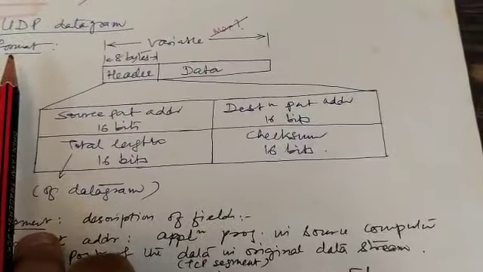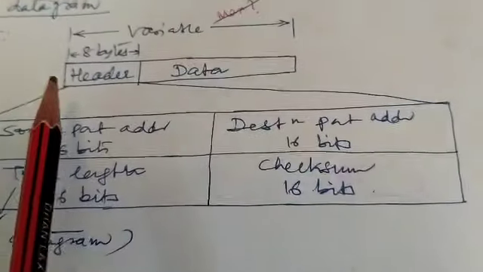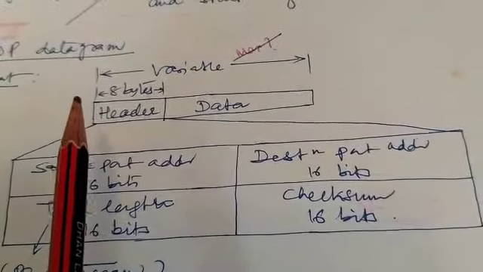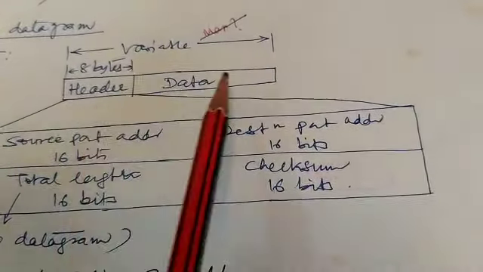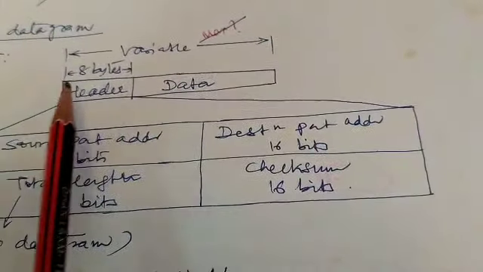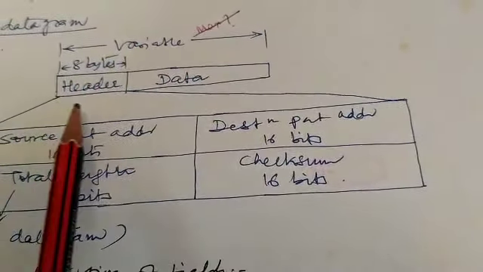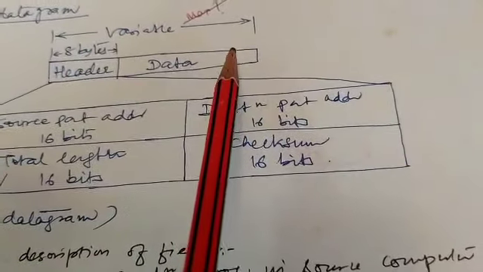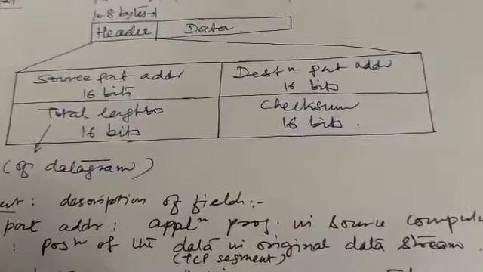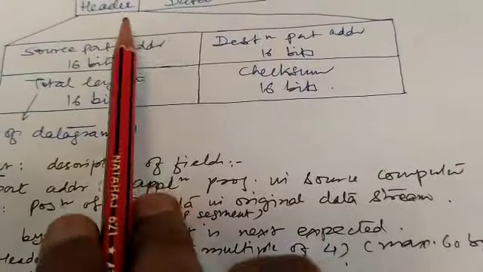So now we can see the format of the UDP datagram. This is a freestanding data unit, and therefore it has two parts. The first part is called the header part, and the second part is called the data part. The header is of size 8 bytes, and the remaining is the data part. This can be variable. So in this we can explore the header field.